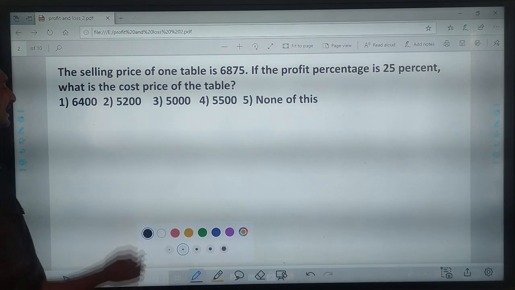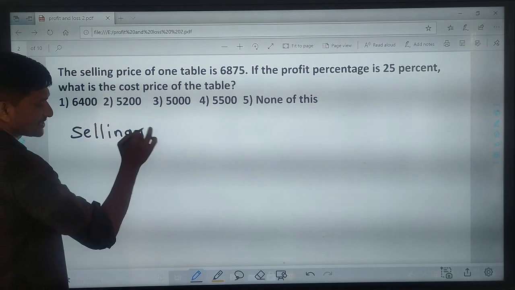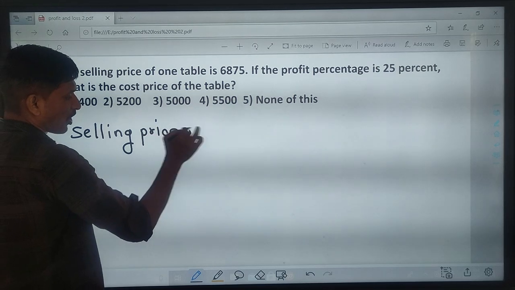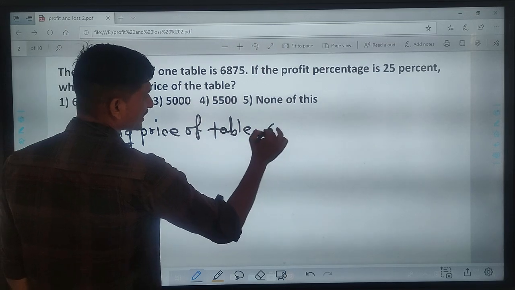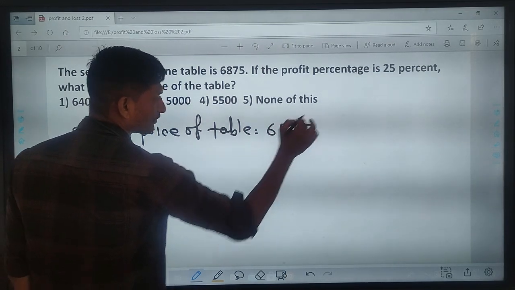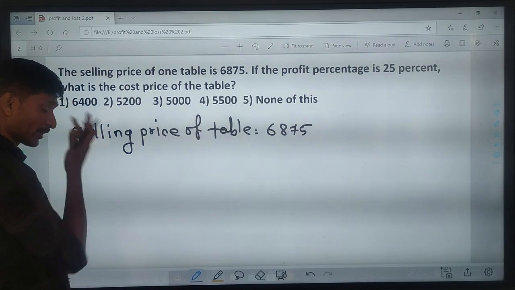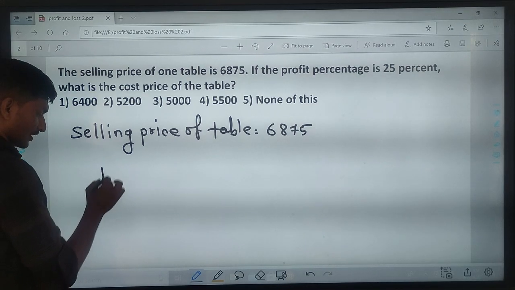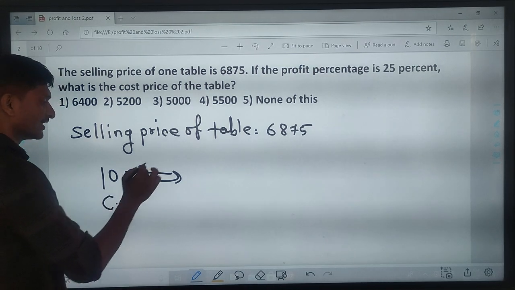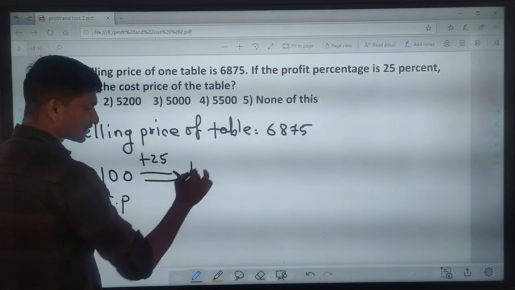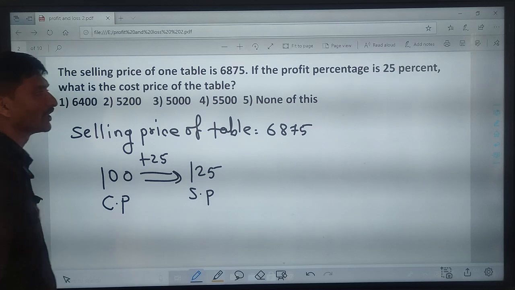Here the selling price of the table is 6,875. If the profit percent is 25%, now here profit percent is 25%. Now your CP, cost price, is 100. Then your selling price is 125.